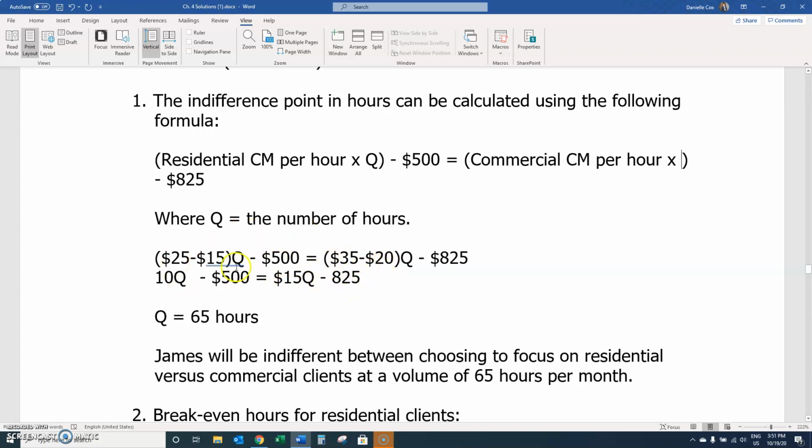So if you continue this and work it out, you will get a quantity of 65 hours. So at 65 hours, it won't matter to James which one. He would be just as happy doing residential as he would be doing commercial.